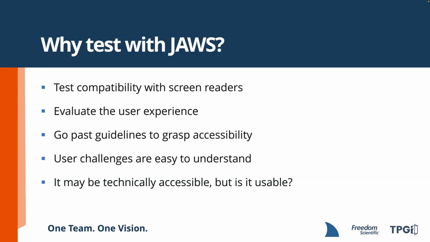Okay, I see it now. This is what the user is trying to do, and this is why it's hard, for instance, to deal with a button that has no label. And once they get it, then it's much easier to do from then on. And testing with JAWS really helps them to get the challenge.